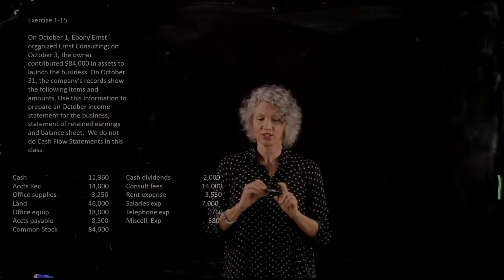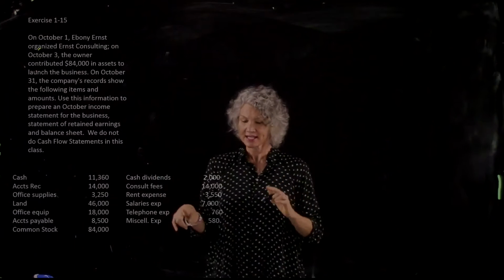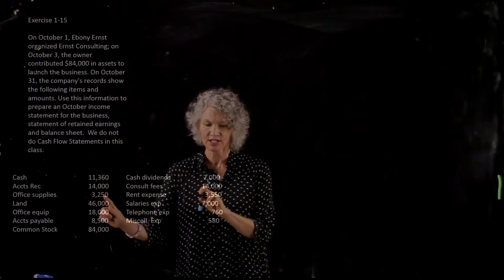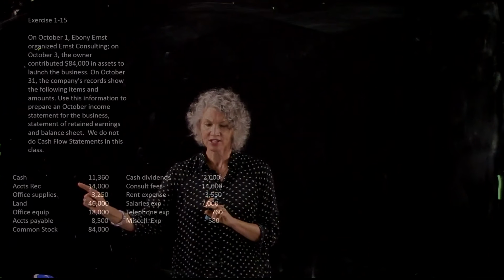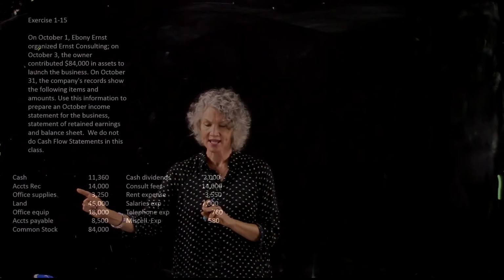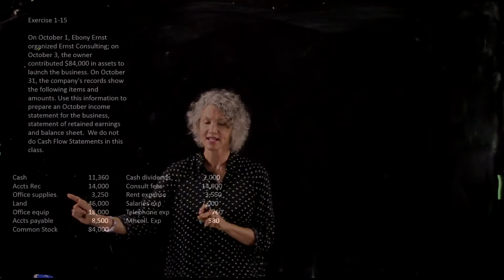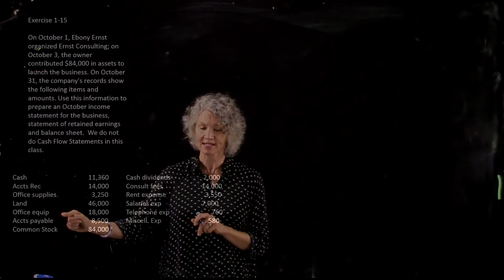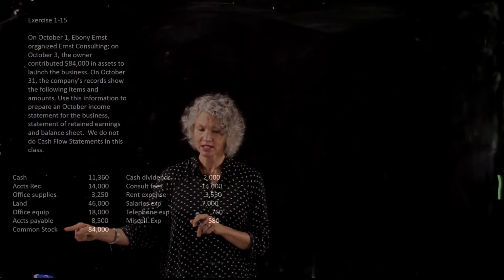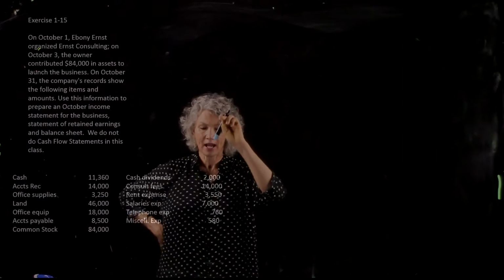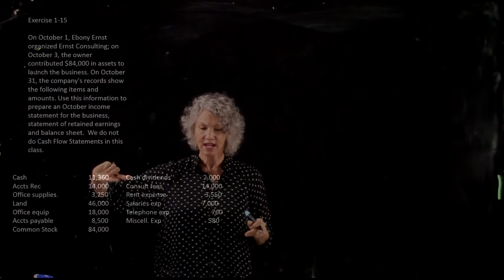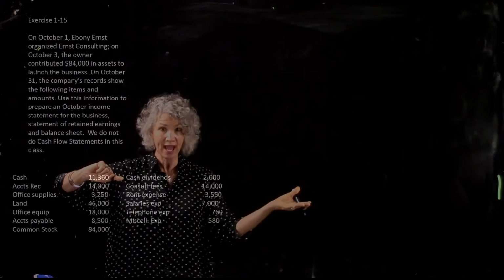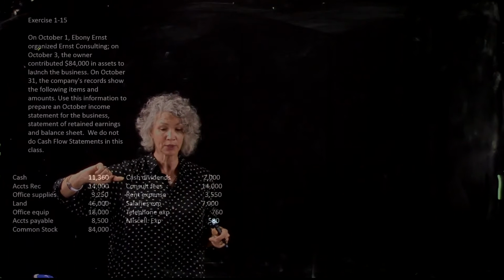All right, what I like to do to keep me from getting messed up is to go down here and figure out where the balance sheet stuff stops. See, cash, accounts receivable, those are assets. Office supplies is an asset, unless it says office supplies expense. Land is an asset. Equipment is an asset. Accounts payable is a liability. Common stock is equity. Dividends are a reduction from equity, so we'll have to use that also to get to the new equity number.